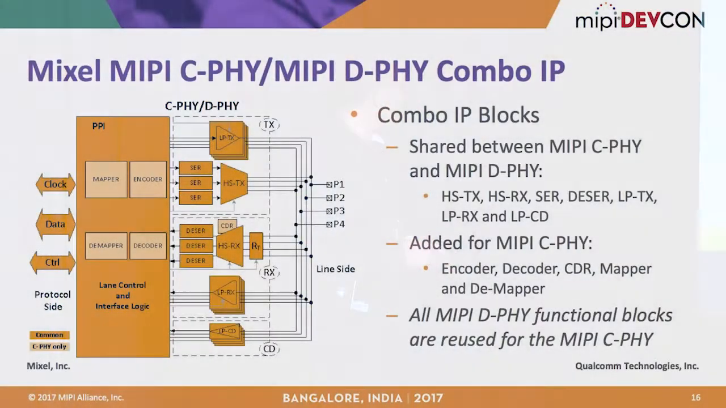This slide shows a block diagram of the combo IP. You can see all the darker orange blocks are the ones that are shared between the D-PHY and the C-PHY, which is the vast majority of the blocks. So no D-PHY block is unused for the C-PHY. Of course, as we mentioned, for the C-PHY, you have additional blocks, such as the mapper, demapper, encoder, decoder, and also the CDR.